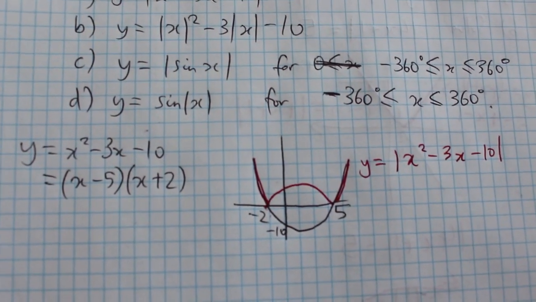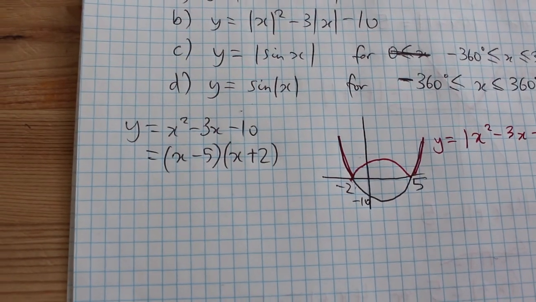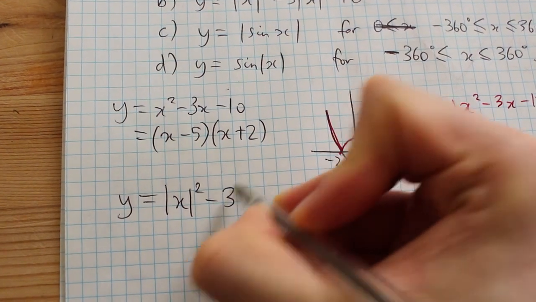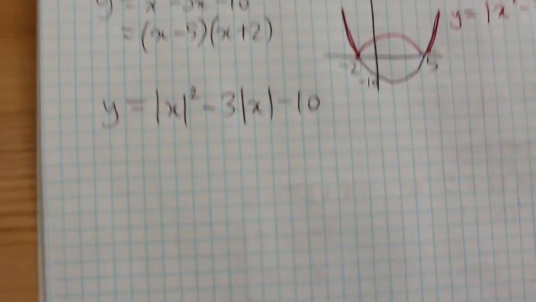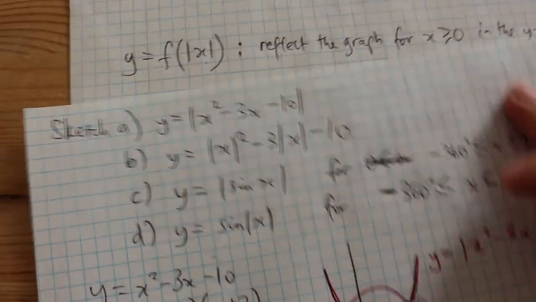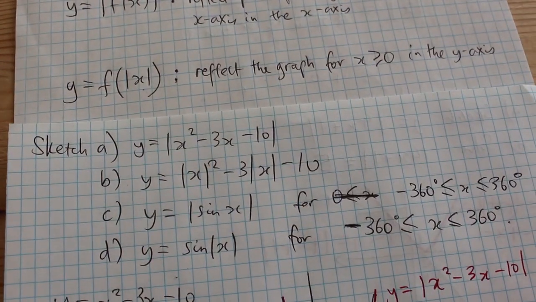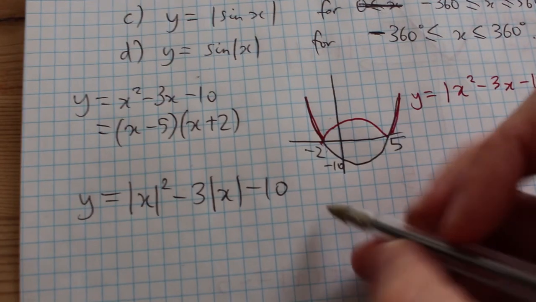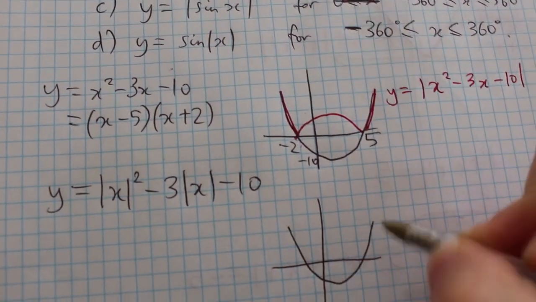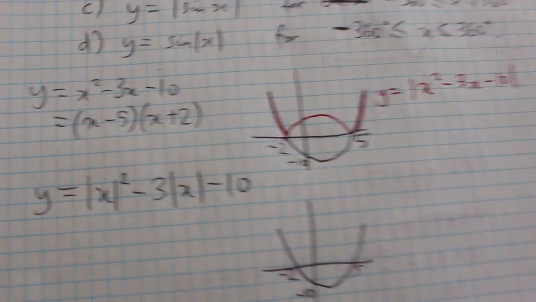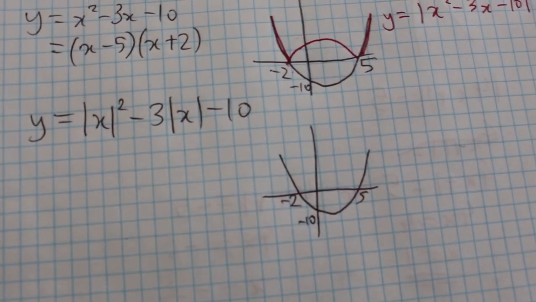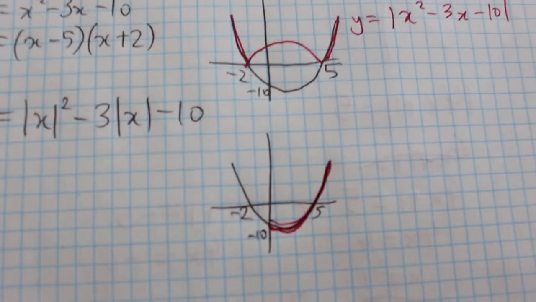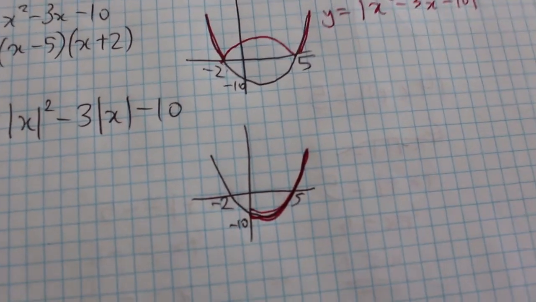Okay, so that's the answer. And then if we want to draw instead y equals the modulus of x squared minus 3 times the modulus of x minus 10, we need to follow the second set of instructions. We're going to reflect the graph for x greater than or equal to 0 in the y-axis. So I'll draw the graph again, like this. The instruction was to reflect the graph for x greater than or equal to 0, which is this bit on the right. We're going to reflect that in the y-axis.